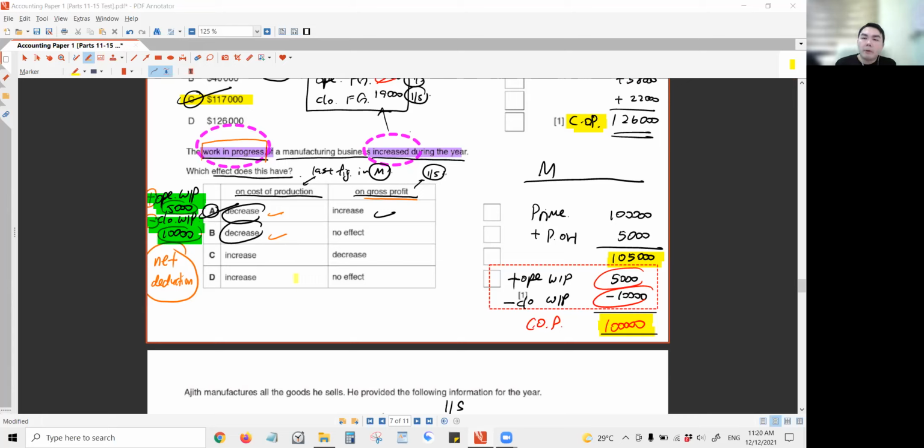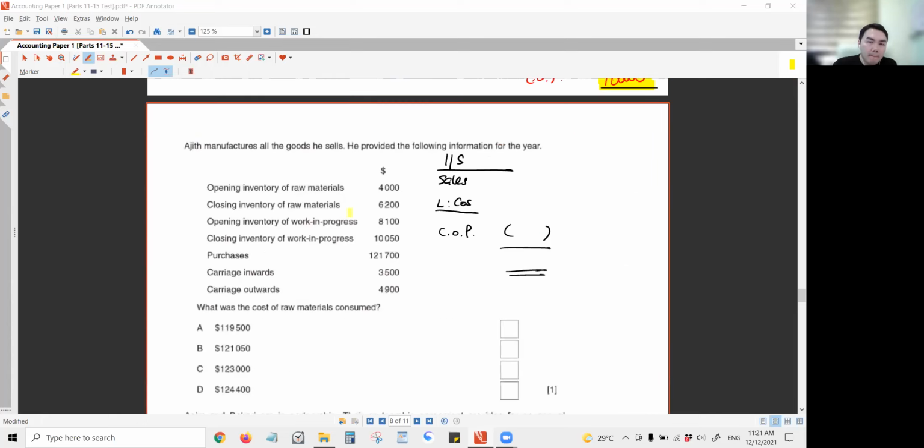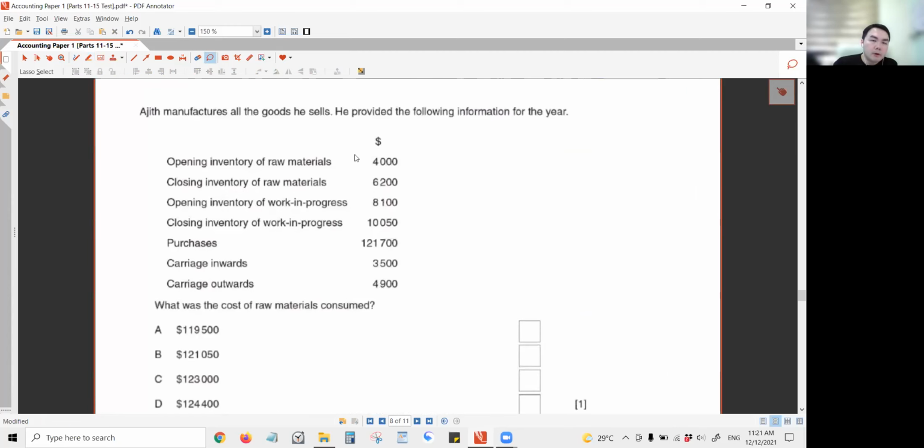So you have to be very familiar with the notes, otherwise you would find difficulties in doing the questions. You will have a lot of whys. Now next question, also manufacturing account. What was the cost of raw materials consumed? They are asking you for something that is in the first part of the manufacturing account.